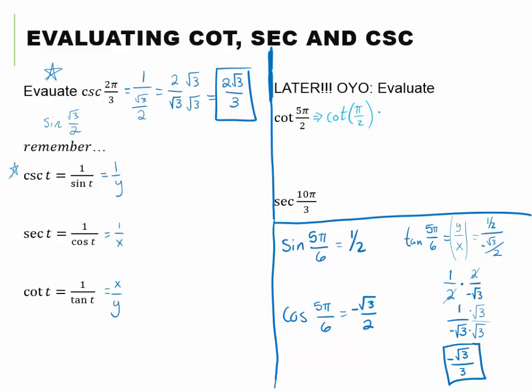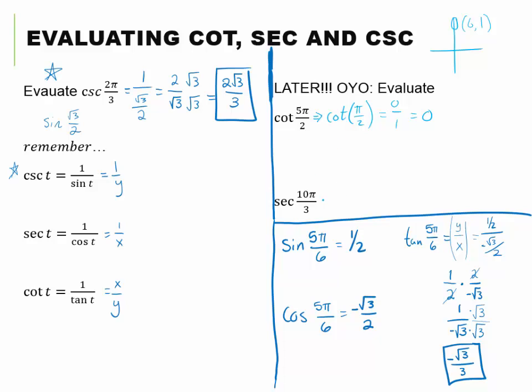Cotangent of pi over 2. Here we are at pi over 2. This is 0, 1. So cotangent is x over y. 0 over 1. Which means my answer is 0. Now if it was tangent, we would be dividing by 0. Our answer would be undefined.